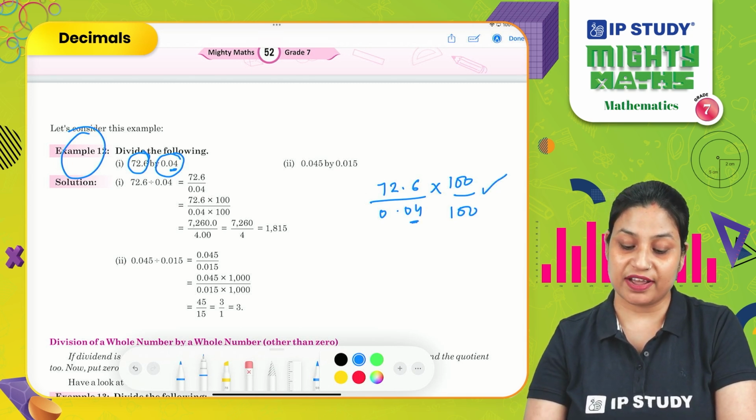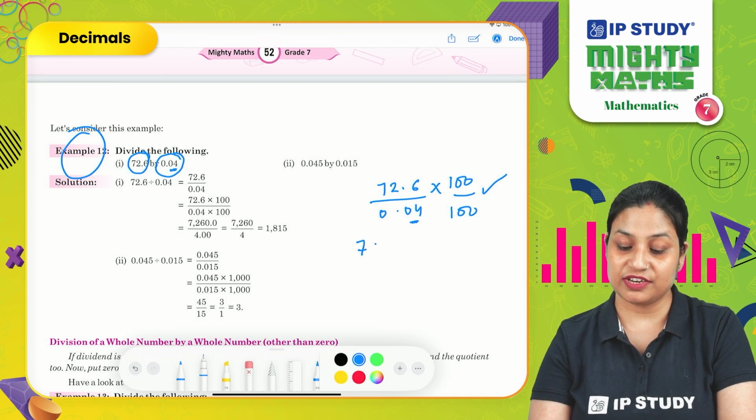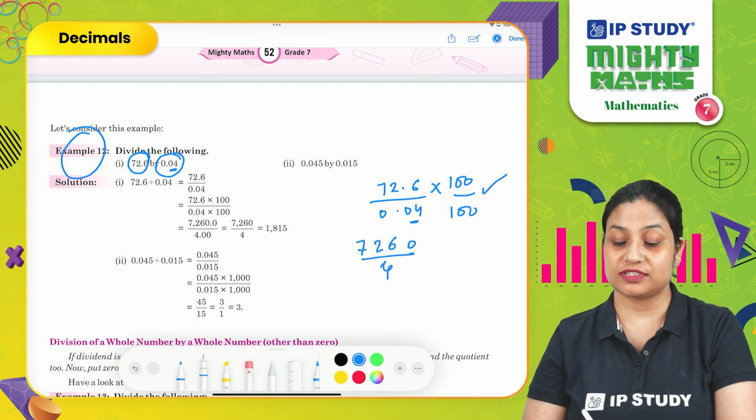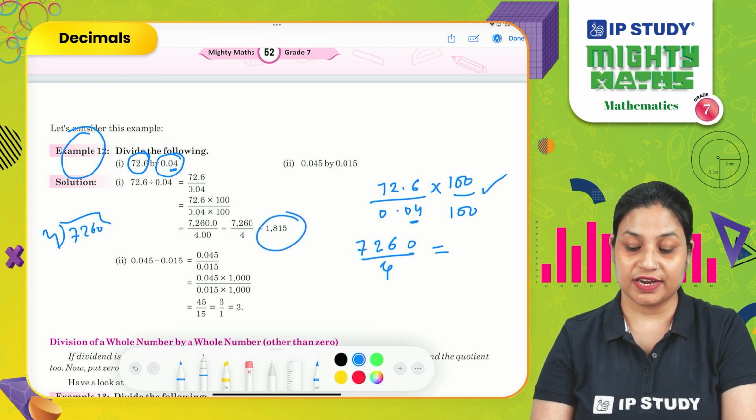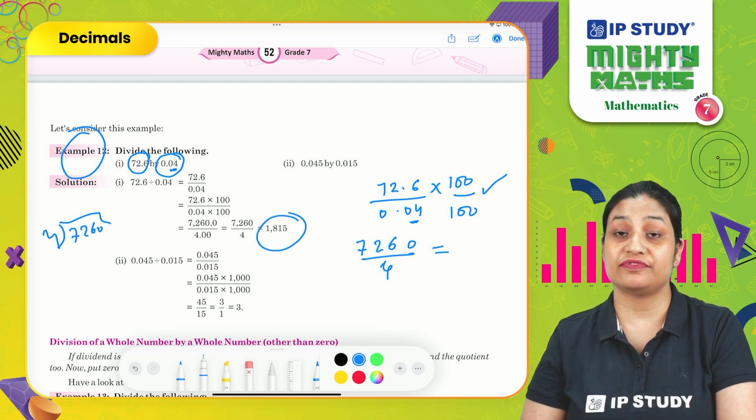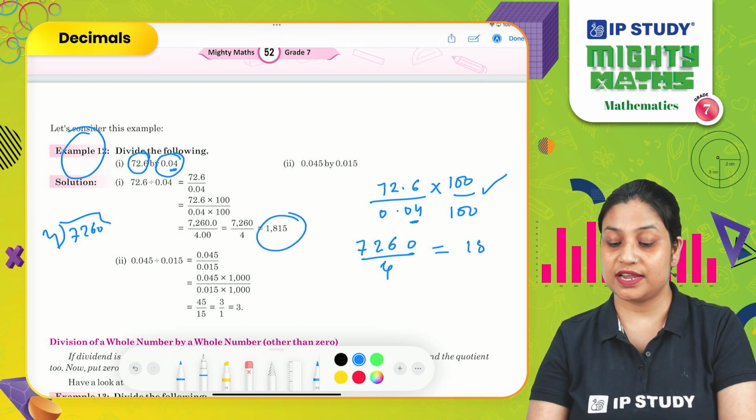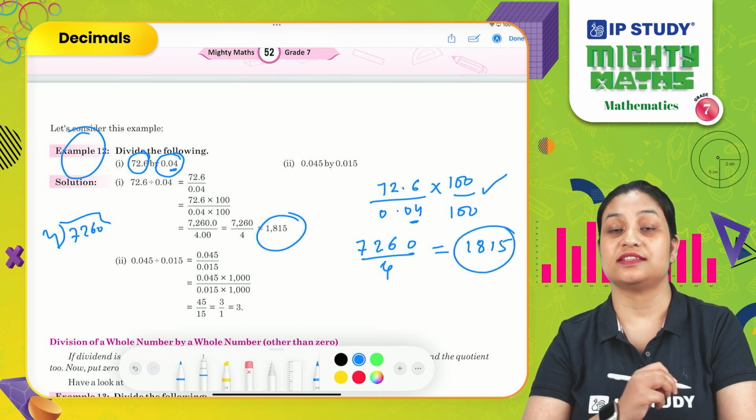Now if you simplify it, what you will get? You will get 7260 by 4. Now simply divide it like we used to divide 7260. If you divide it, what you will get? You will get 1815. So 1815 is your answer.